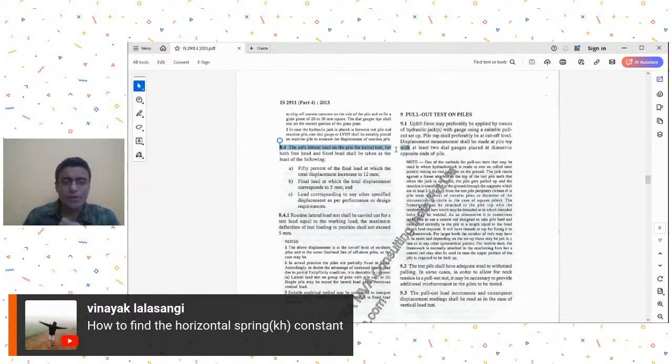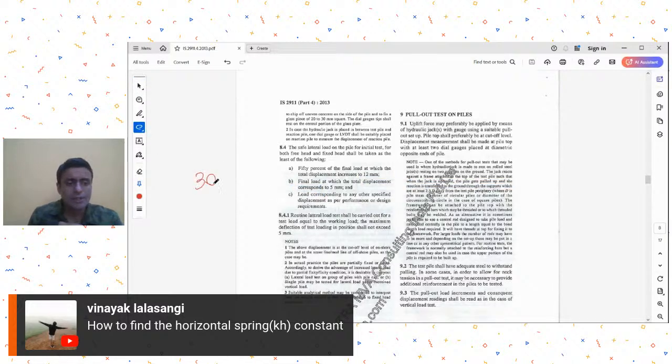The safe lateral load on pile is 50% of the final load at which total displacement increases to 12 mm, or the final load at which the total displacement corresponds to 5 mm. In the first option it was 12 mm, second option it's saying 5 mm. So usually we try and limit the pile lateral deflection to around 5 mm.